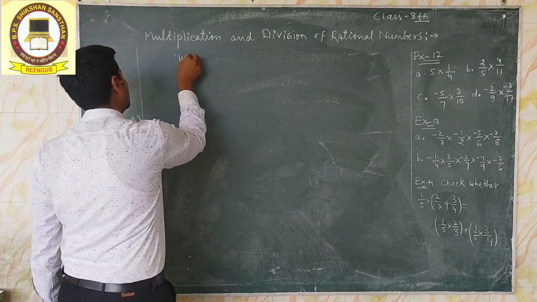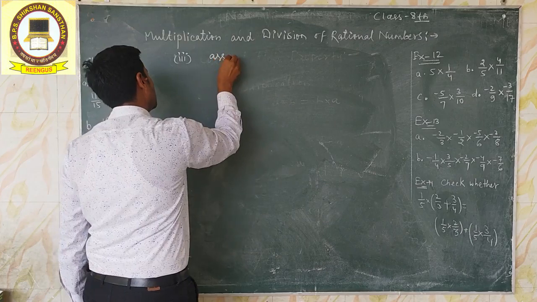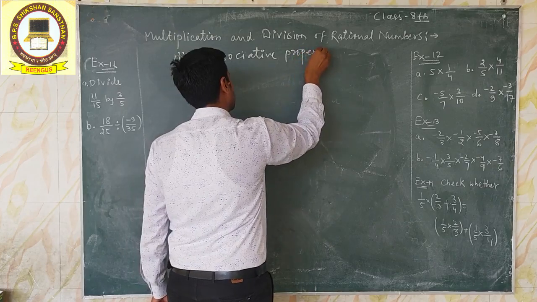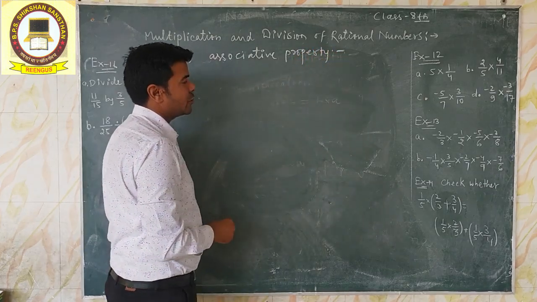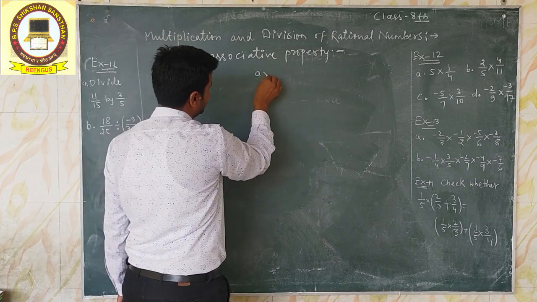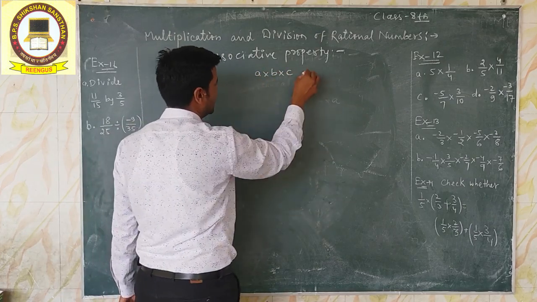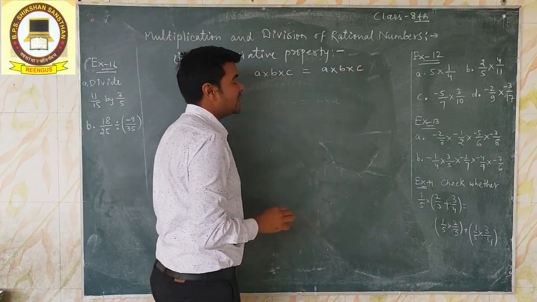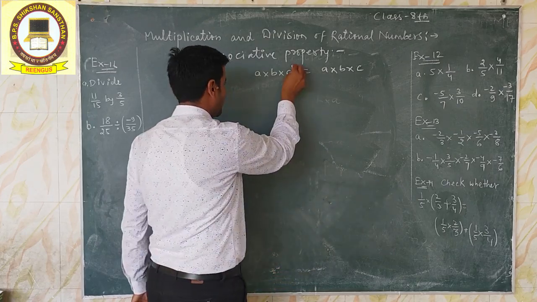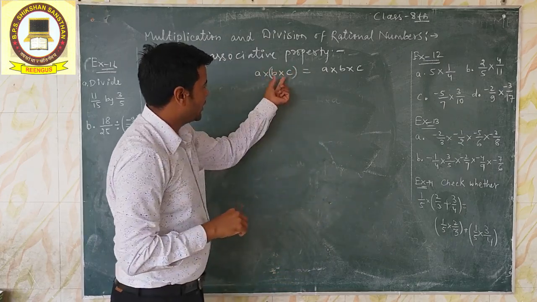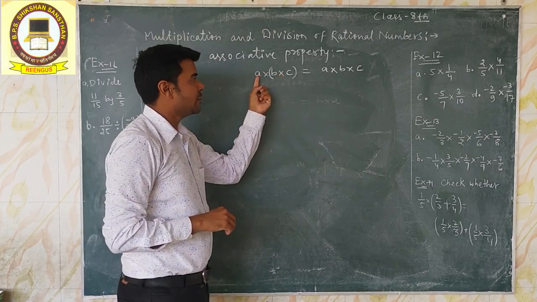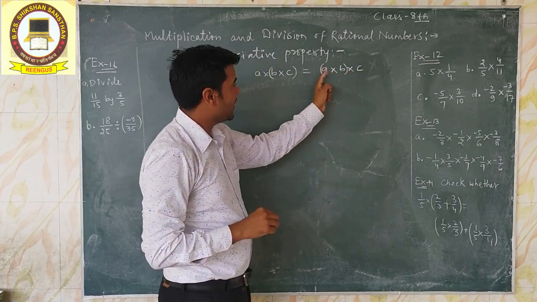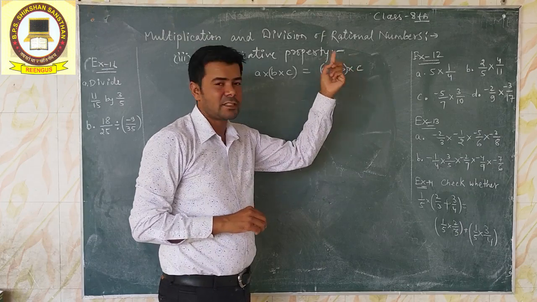Next we do associative property. What is associative property? We can define it as A multiply B multiply C equals A multiply B multiply C, but there is a difference in how we do it. If we multiply B into C and the result of B into C is multiplied by A, then it becomes equal. If we multiply A into B, then the result is multiplied by C.